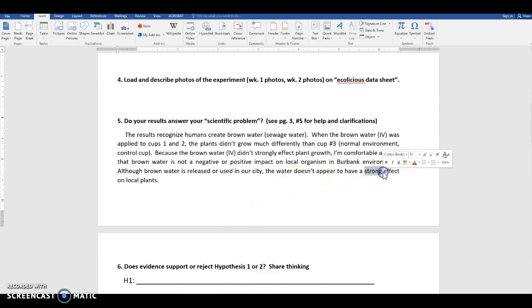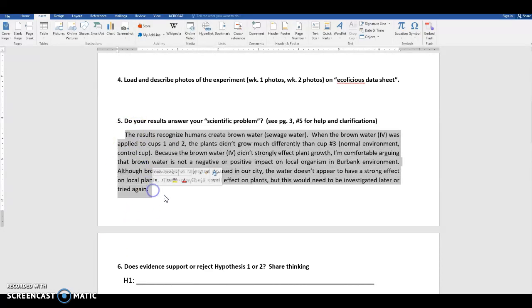Notice I'm saying strong. So it doesn't appear to be a strong effect on the plants. There may be a small effect on plants, but this would need to be investigated later. Or tried again. So you can see it's quite a bit of response. This is a paragraph response using evidence.